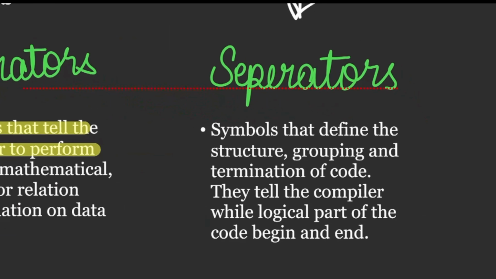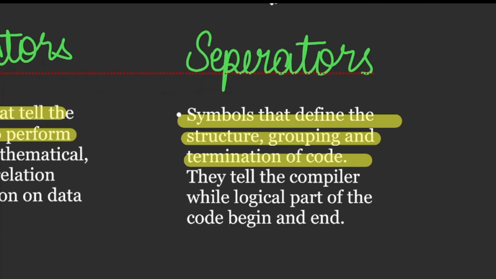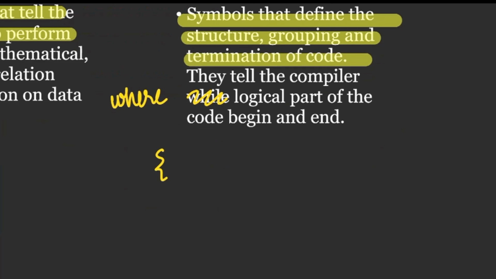Moving on to the last type of Java token, separators. Separators are symbols that define the structure, grouping, and termination of code. They tell the compiler where the logical part of the code begins and ends. Now we have multiple separators: parentheses, square brackets, curly brackets, etc. And each of these has a very specific meaning.